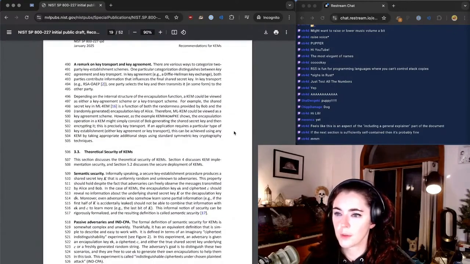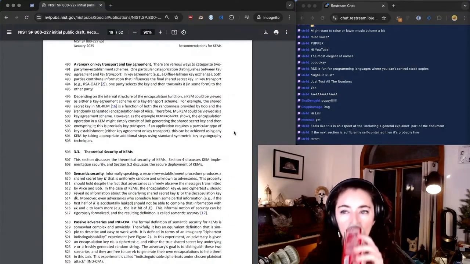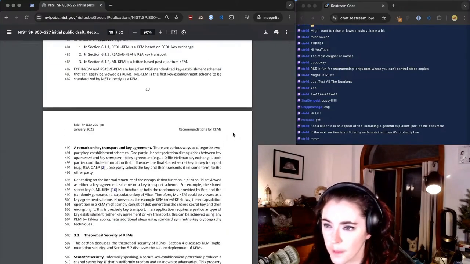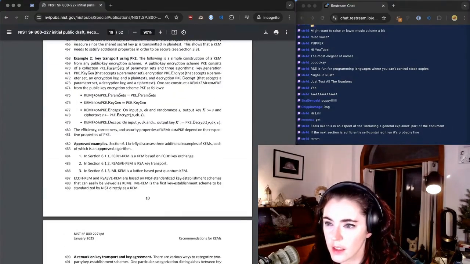The markup key transport, key agreement. Key agreement and key transport. Key agreement. Yeah, wait, hold on. Yeah, like this little example. Randomness, key, ciphertext, encrypt, basically encryption randomness.